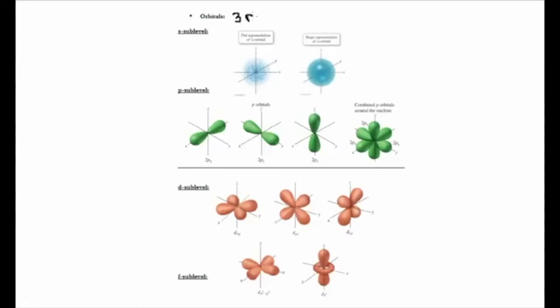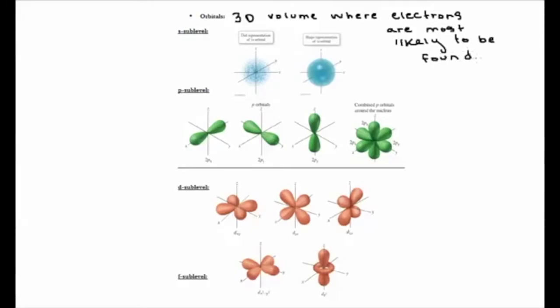So the 3D volume where electrons are most likely to be found. So as you can see, if it's this S sublevel, they're going to be within this region. That's where they're most likely going to be found. So we're not talking about electrons orbiting anymore. We're going to simply be talking about the 3D area where we're most likely to find them.